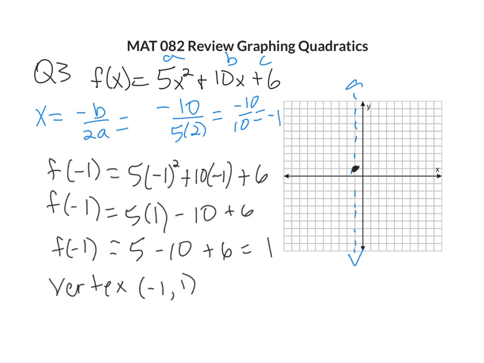My y-intercept is the only number that doesn't have x with it in the function, so 6. It's a positive 6. 1, 2, 3, 4, 5, 6. And again, with the axis of symmetry, that means I have a point on the other side of the axis of symmetry with that. And I can draw my parabola with those points.